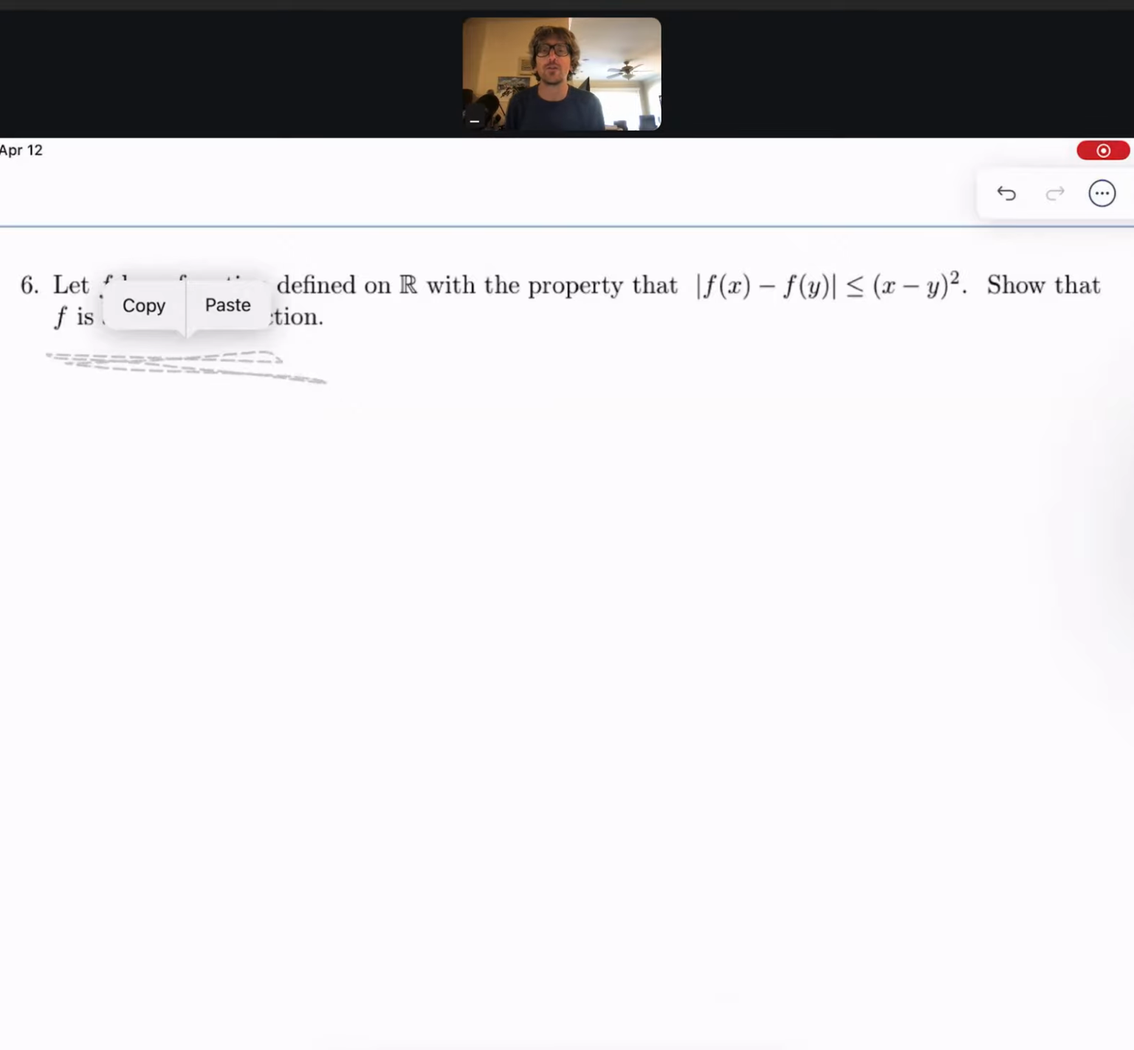Now, if you think about it, if our function were constant, then this thing over here would always be 0, because those two outputs would be the same. And of course, that would be true. But this is asking us to show that that's the only way this can happen. So how could we do that? How could we ever show that a function is constant?